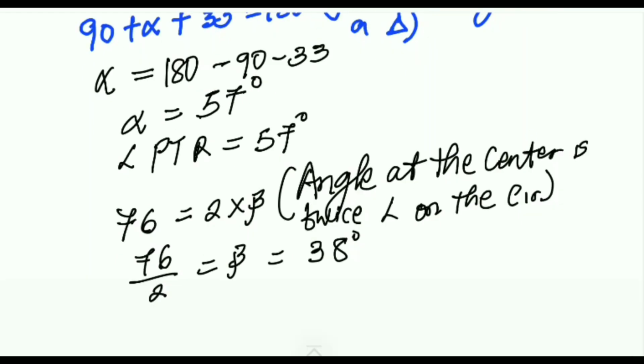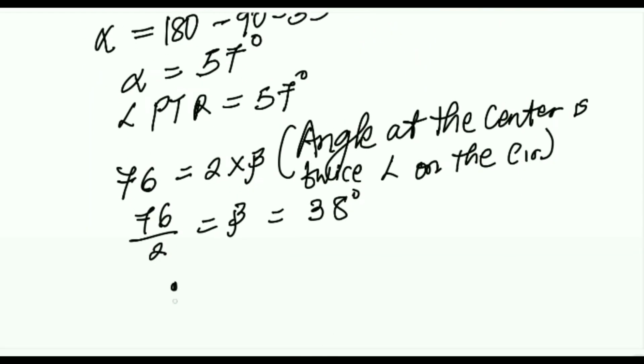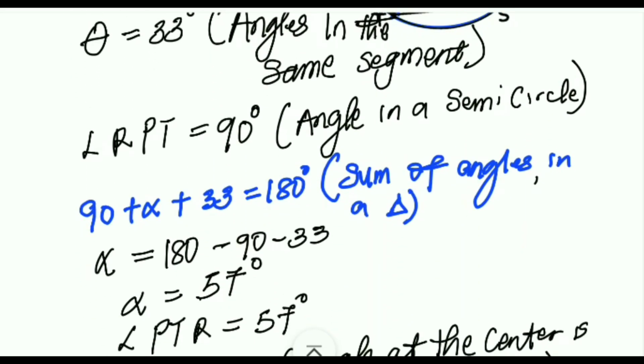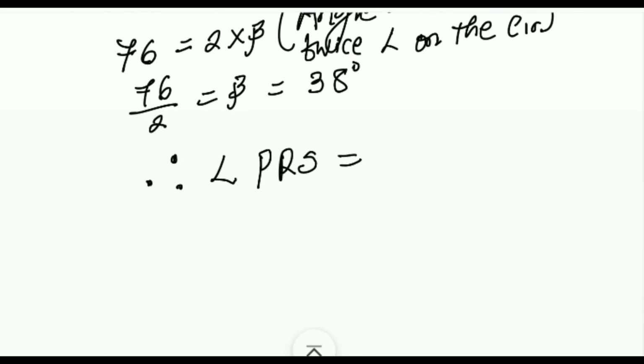Therefore angle PRS equals theta plus beta. We got theta as 33 degrees, so 33 plus 38 gives us 71 degrees. And so that's the value of PRS.